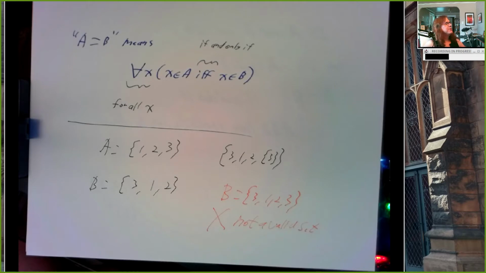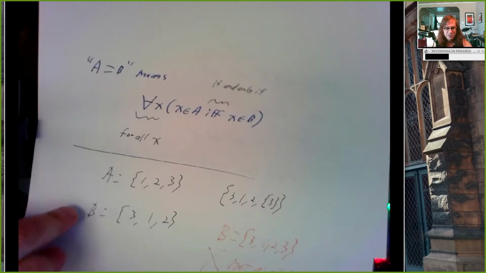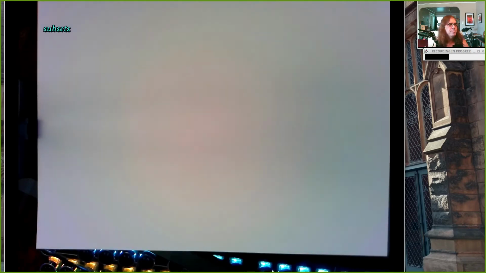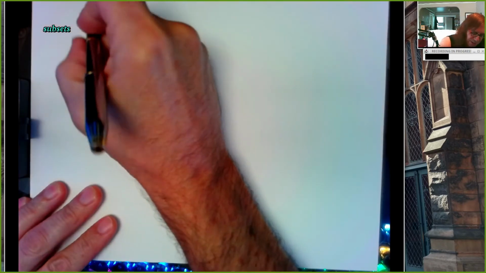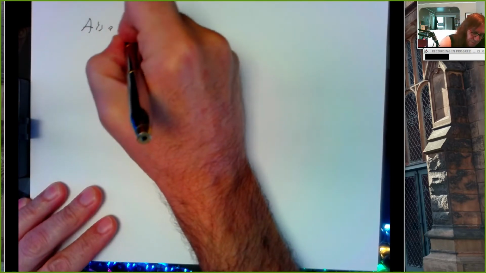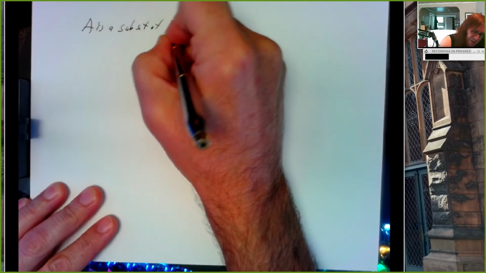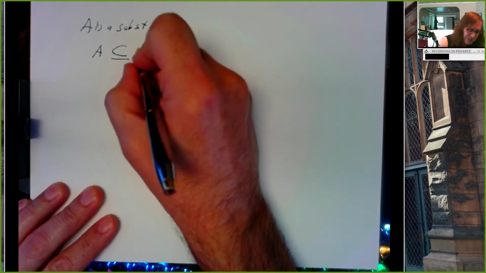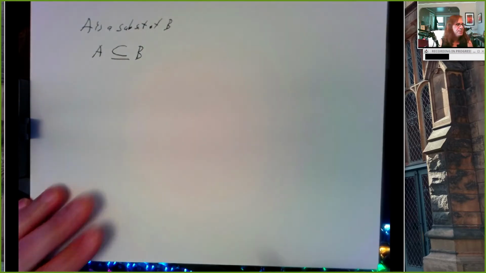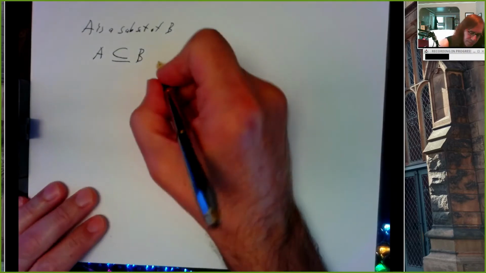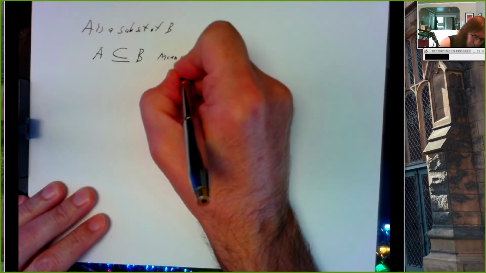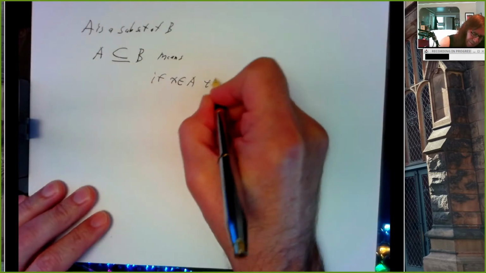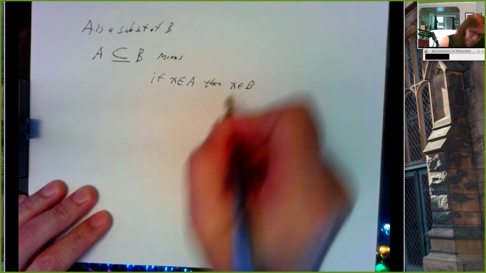And so this is all good setup for the notion of subsets. A is a subset of another set B, and we write that with a sideways U with a line underneath it. So this means A is a subset of B. This means if X is contained in A, then X is contained in B.